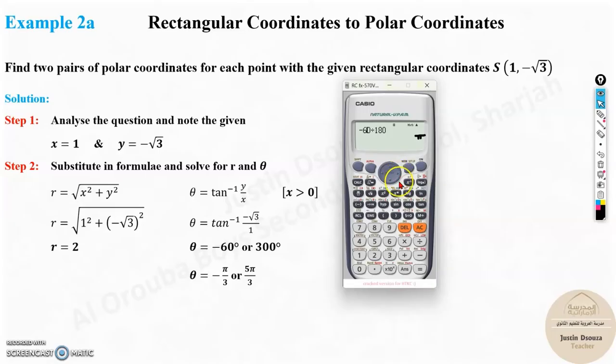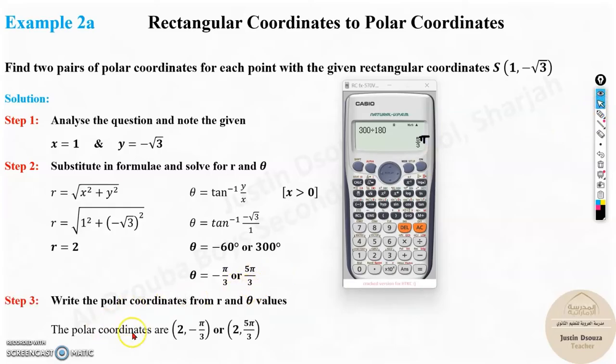Let's even do it for the 300. All you need to do is 300 divided by 180. Now it is 5 by 3, but remember to add pi over here in the numerator. It is 5 pi by 3. So in the polar coordinates, you can write 2 comma minus 60 in degrees or minus pi by 3. Here 2 comma 300 or 5 pi by 3. It's up to you. So this is the answer.